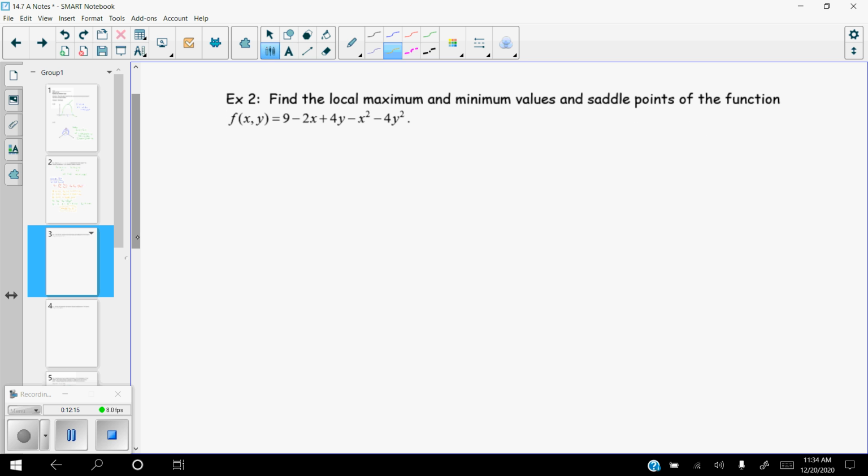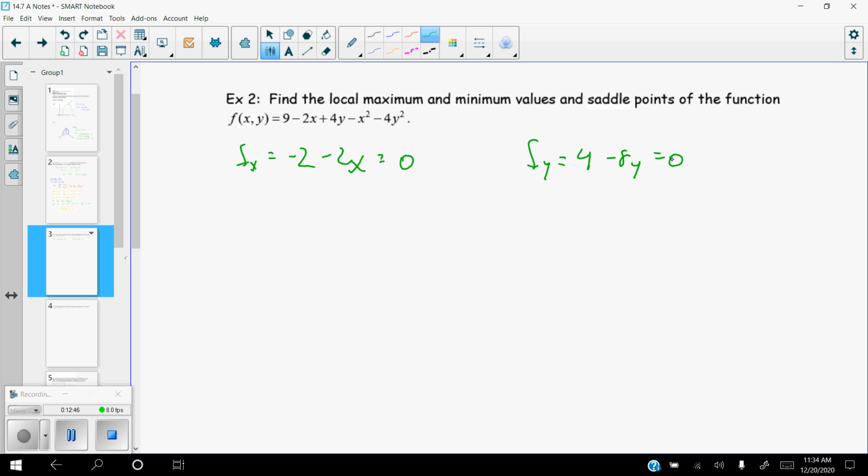Find the local max and min values and saddle points of the function. Obviously, if they exist, there may not always be one of them, but you might be able to find at least one or two of these things. So let's take fx, which is going to be negative 2 minus 2x, and we have to set that equal to 0. We'll take fy, which is going to be 4 minus 8y, and we'll set that equal to 0.